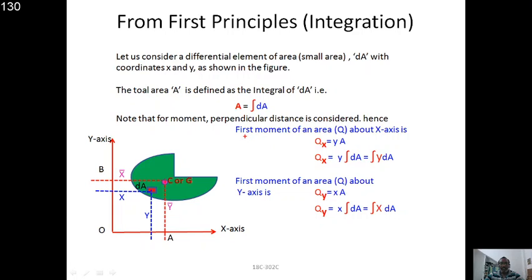In a similar manner, to get the moment of an area, we multiply the area by the perpendicular distance. So each differential element area is to be multiplied by its perpendicular distance to the corresponding coordinate axis. If I consider Qx, the first moment of an area about the x-axis, then dA should be multiplied by its perpendicular distance y. This is the perpendicular distance from this point to this point. So the integral of y dA gives the Qx value. After obtaining the moment of an area, if we divide it by the entire area, it gives the y bar.